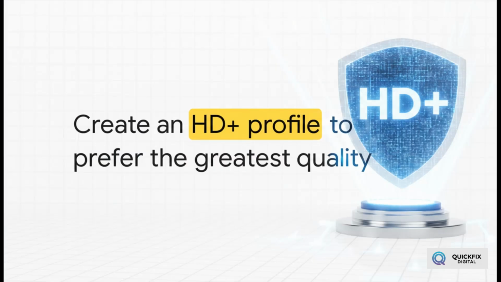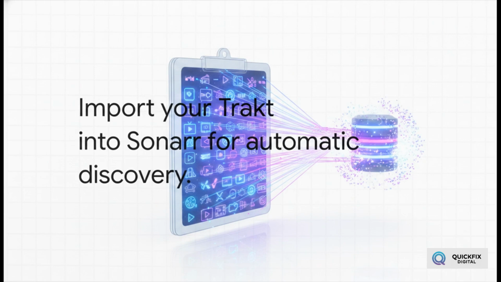Create a custom HD Plus profile. This tells Sonarr to grab the best 4K release, falling back to 1080p. Want automatic discovery? You can easily import your public Trakt watch list right into Sonarr.